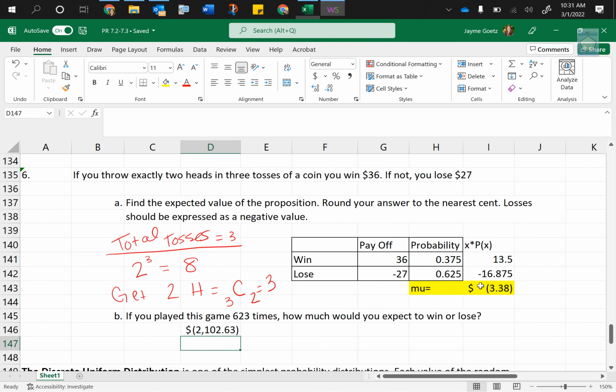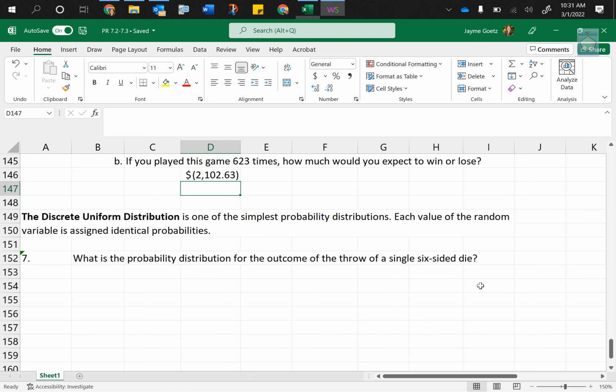Okay. All right. The last thing we're going to talk about is the discrete uniform distribution. So we just talked about probability distributions for random variables. We had to find their probabilities. We had to create the functions. We had to create the tables. Now, the discrete uniform distribution is one of the simplest probability distributions because each value of the random variable is assigned identical probabilities. A good example of this would be rolling a die. Every option has the same probability.